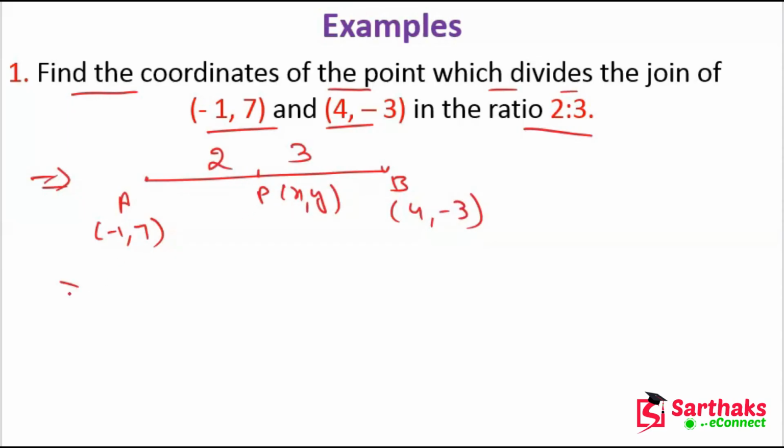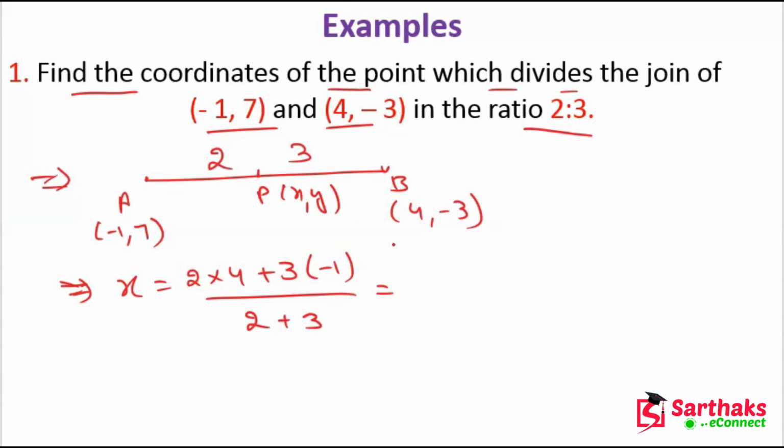First of all we have to find x. What is x? x is (2 into 4 plus 3 into -4) divided by 2 plus 3, which equals (8 minus 3) divided by 5, meaning 5 upon 5, which equals 1. Now we have to find the y coordinate.